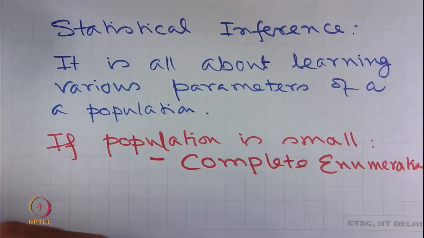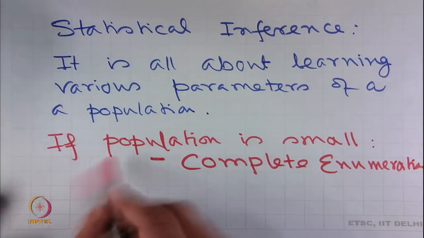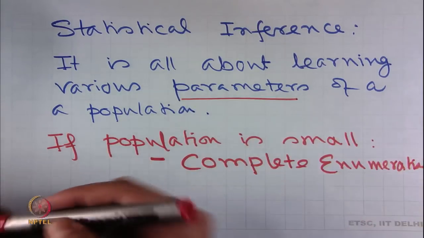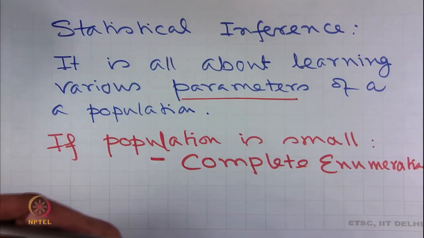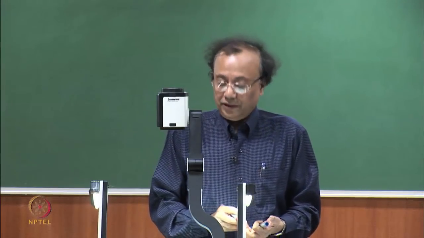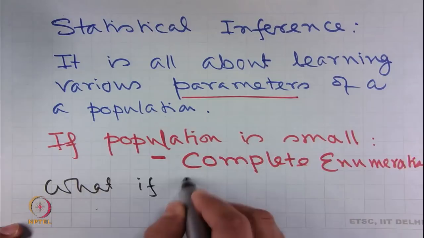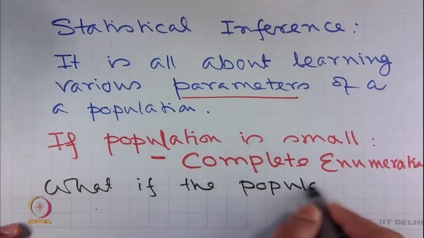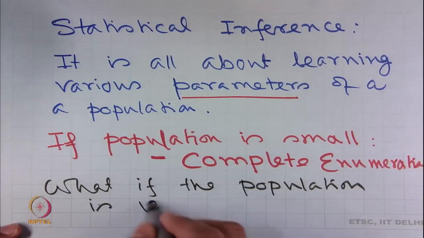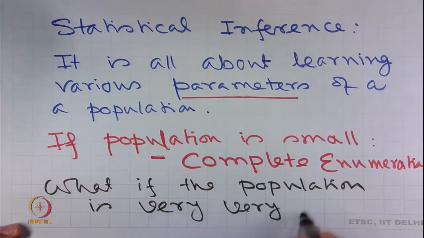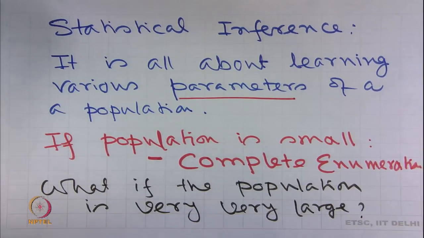Complete enumeration. So, you are looking at all the members of the population, you are measuring the parameter that you are looking for, which may be weight, which may be height, which may be income, which may be age. Similarly, you can think of the total volume of forestry in a country, etcetera. If a population is small, then it can be done very easily. What if the population is very large? Then complete enumeration is not possible.